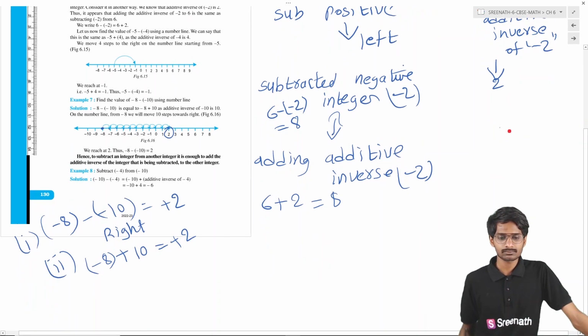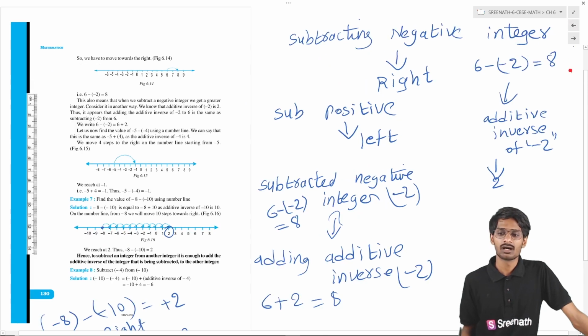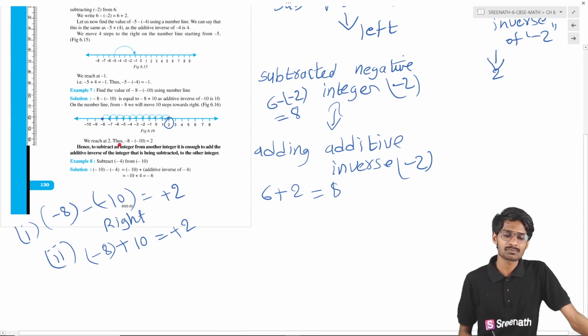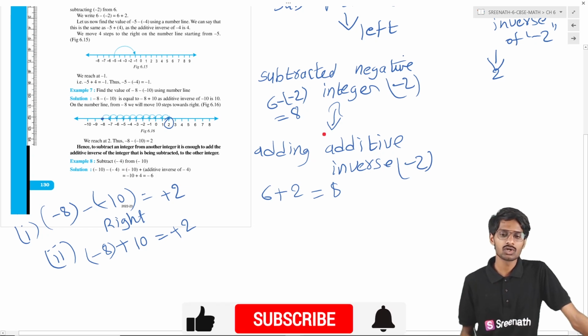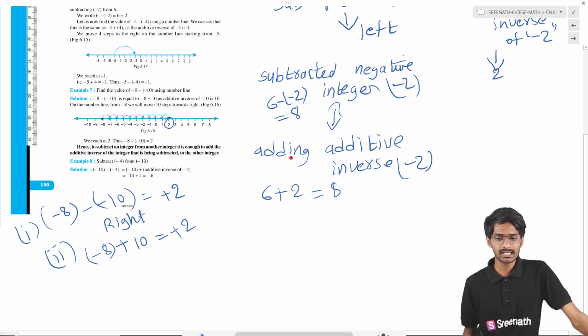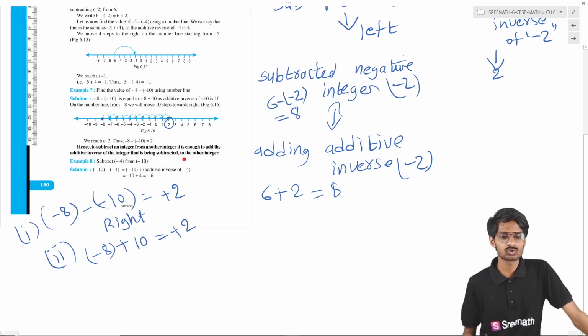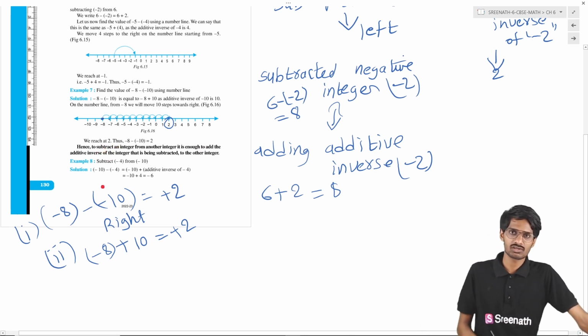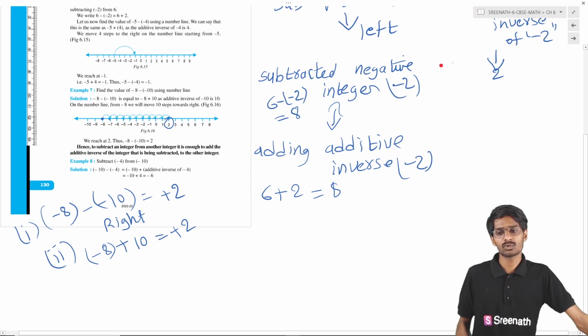Simply, one thing you have to remember is that in the case of subtraction, we can replace it by addition. Instead of subtracting an integer, what you can do is find the additive inverse of that integer which you want to subtract, and add that additive inverse to the other integer. That is the simple thing you have to do, students. Instead of subtracting any integer, you can add the additive inverse of that integer. Then in the case of addition, you know how to add two integers now. That simple process will be followed.